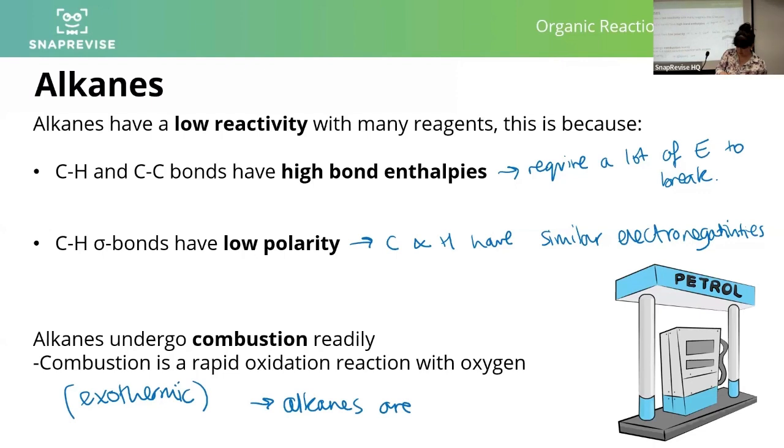What's the definition of a fuel? The definition of a fuel is something that we can burn or combust that releases a lot of energy. You can burn lots of things, but it doesn't mean that we're going to use them as a fuel, because they don't release enough energy per mass of substance. Alkanes, however, do release lots, so we're going to use them as fuels.